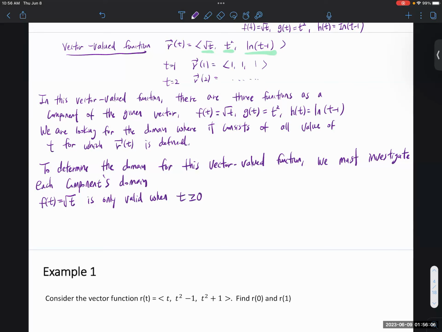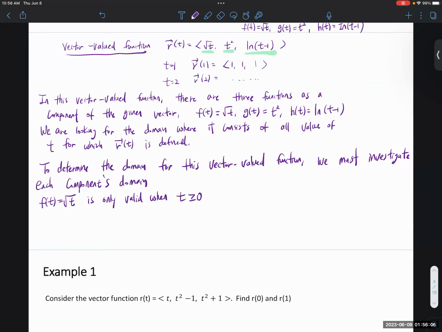The last one, ln of t minus 1, again, this is valid when t minus 1 is greater than 0. It means t is greater than 1. So we have the domain such that for the f function, the domain is greater than or equal to 0, all the positive numbers. Second, the g function domain is all real numbers, negative and positive. The last one, the domain is going to be 1 to positive infinity. So these are the domains. Am I correct?